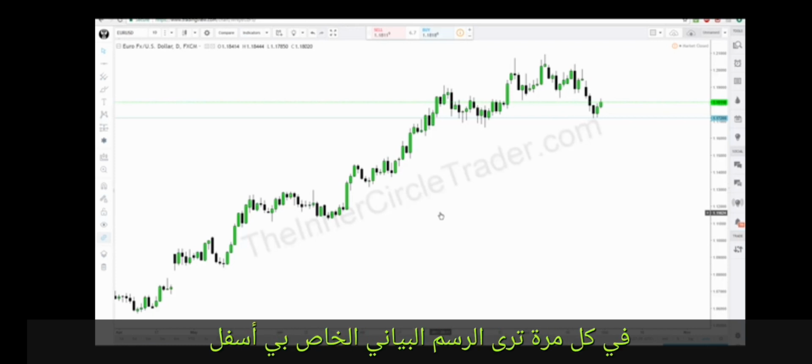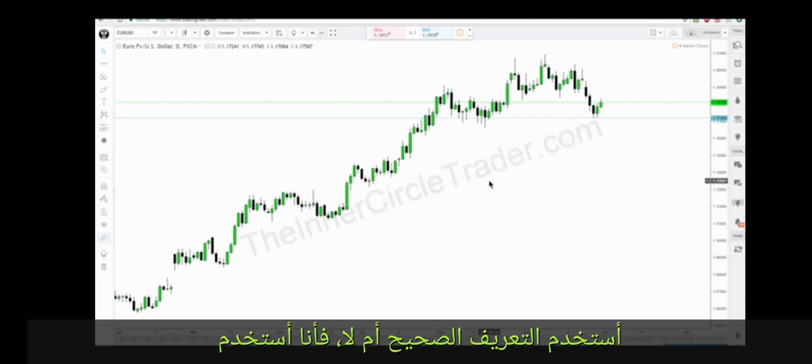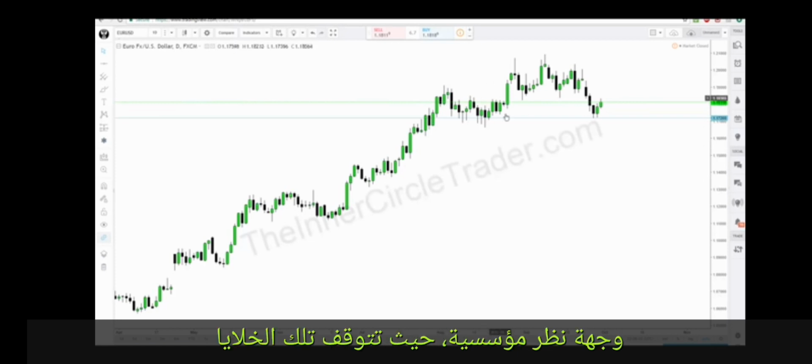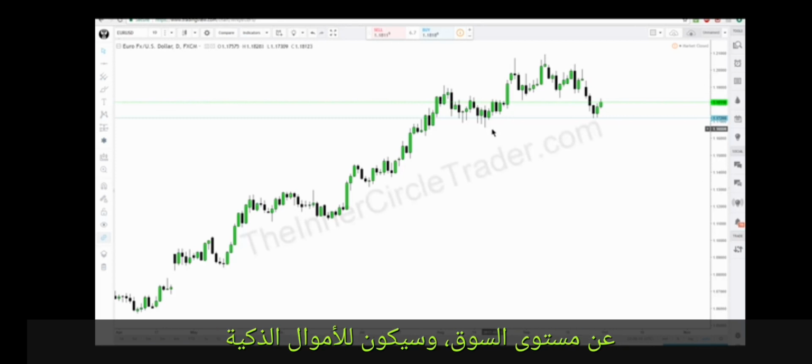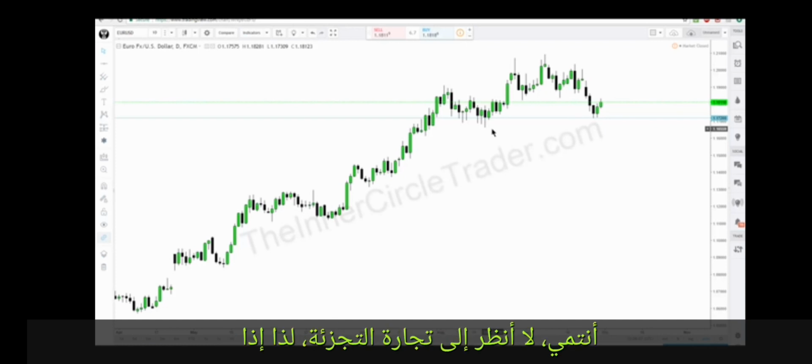Every time you see my chart below the market, I'm always referring to it as running sell stops. Above the market, I'm always referring to it as running buy stops. Those that are not in the know will question whether I'm using the right definition. I am, because I'm looking at things from an institutional standpoint. Those sell stops below the marketplace, smart money will have their buy limits to pair up with. So my perspective is not retail; I'm looking at it from an institutional standpoint.